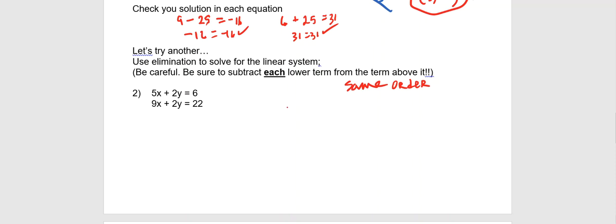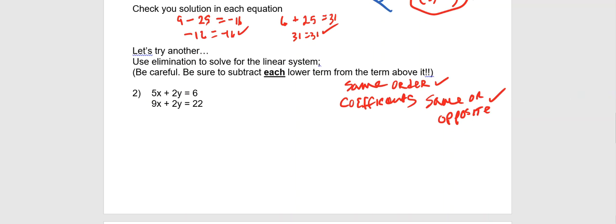The next thing I need to consider is that my coefficients are the same or opposites. And I mean that either for x or for y. Well, my coefficients for x are 5 and 9. Those are not the same. But my coefficients for y are the same. Okay, so that checks out. So this is a good candidate for adding or subtracting.